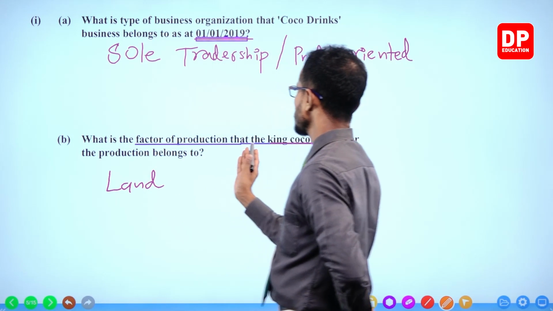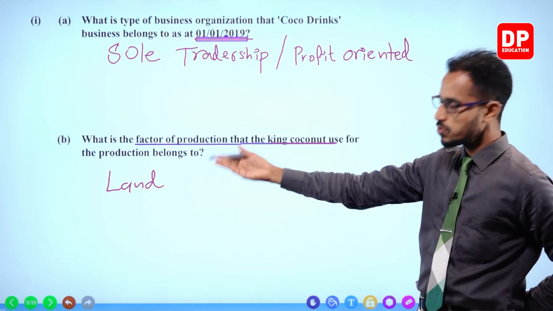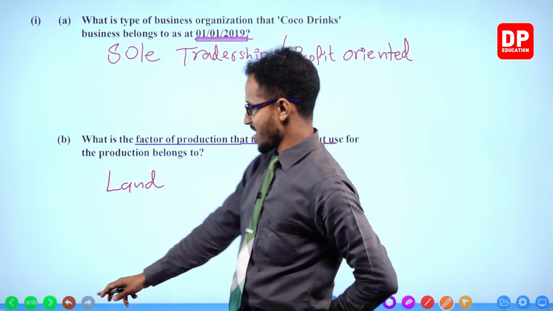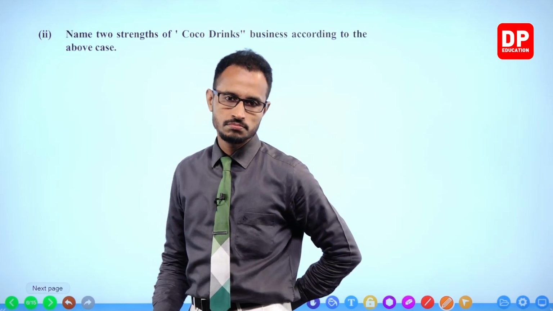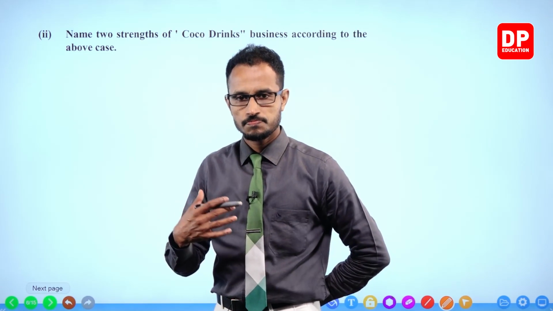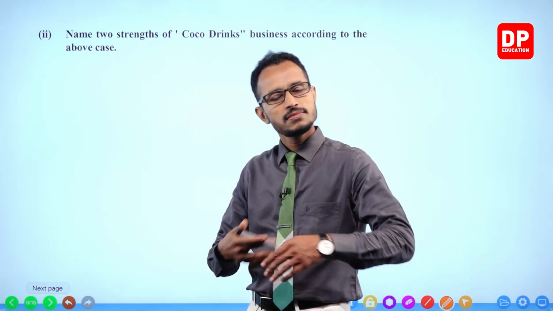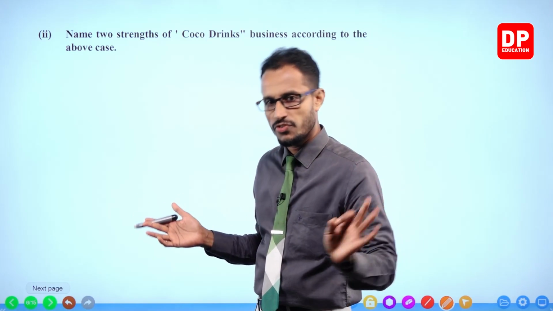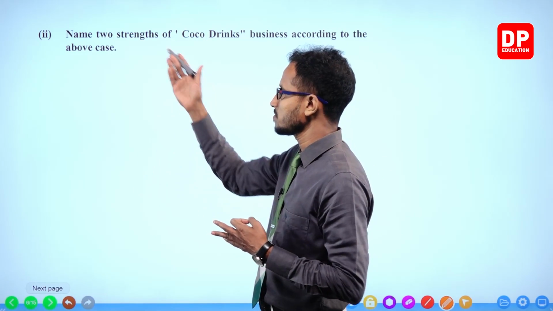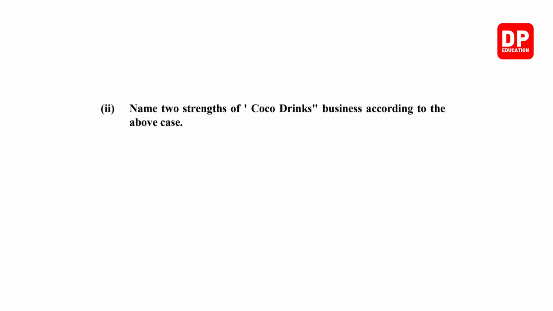What is the factor of production King Coconut belongs to? Belongs to land. Easy questions, don't waste time. I'm letting you know what the question is asking, and then straight away writing the answer and moving on. Okay. Name 2 strengths of Cocoa Drinks business according to the above case.